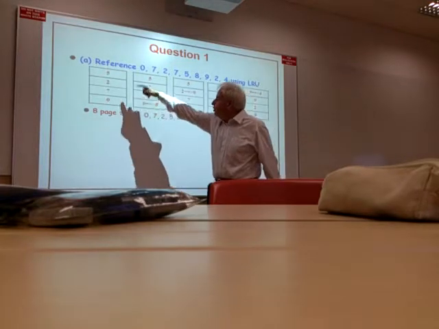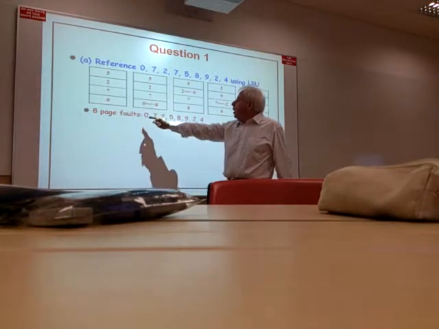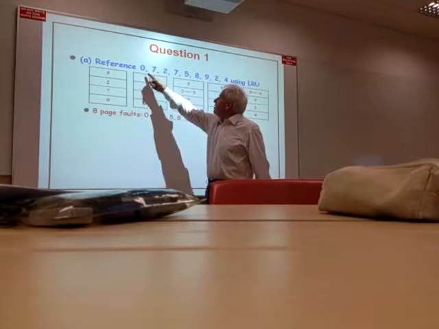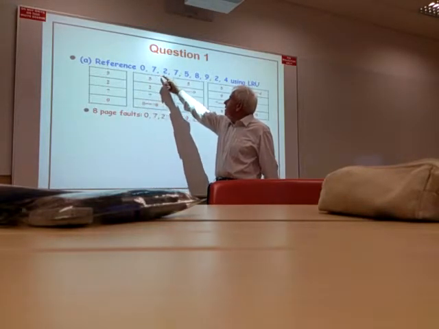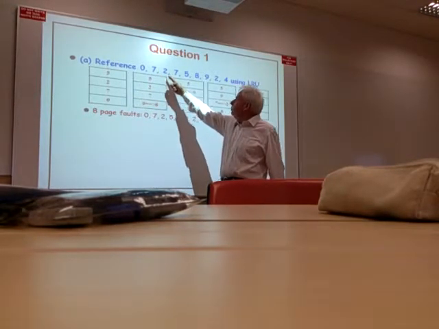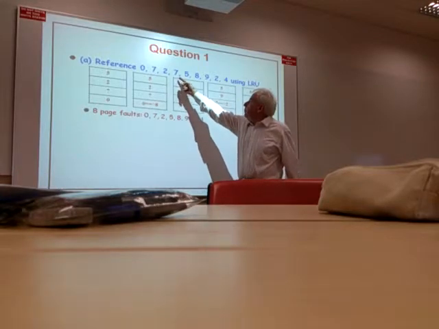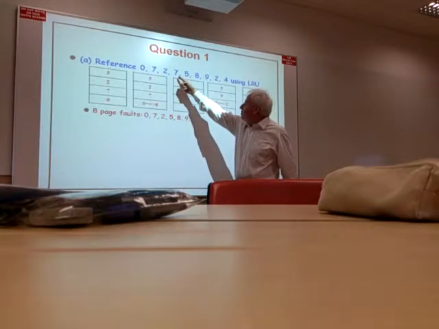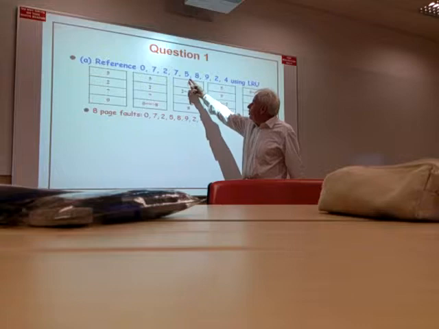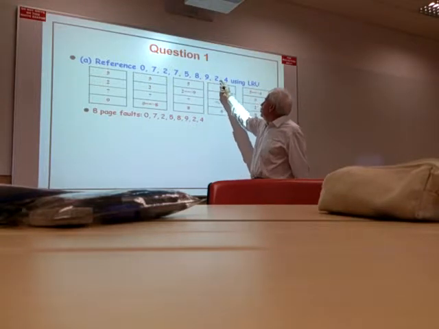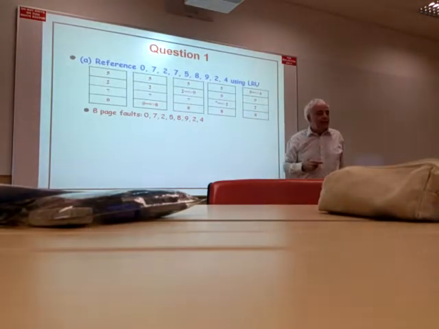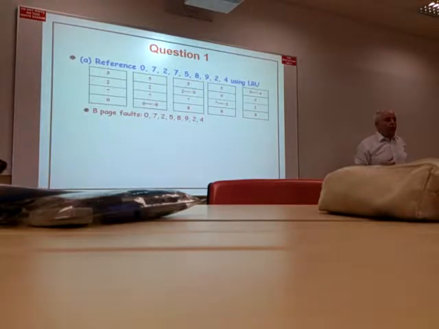Initially, the first page, 0, causes a page fault. The second one, 7, is a page fault. The third one, 2, is a page fault. On the fourth, 7, there is no fault because 7 is already there. Then I go to 5, which is a page fault. Then 8, 9, 2 and 4 are page faults. So we have 8 page faults altogether.